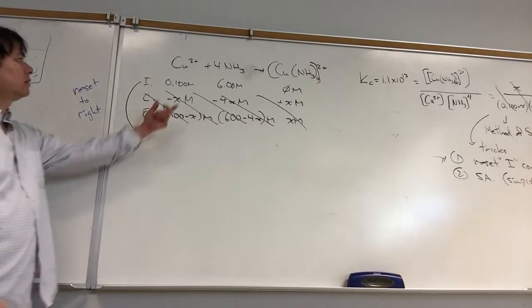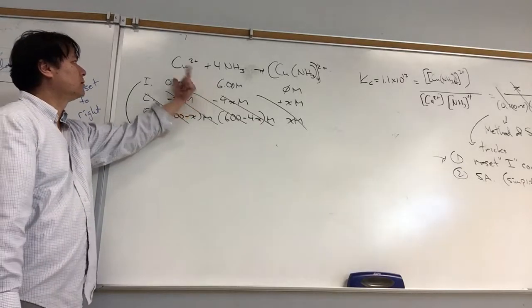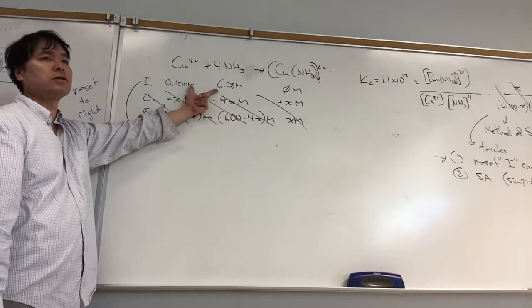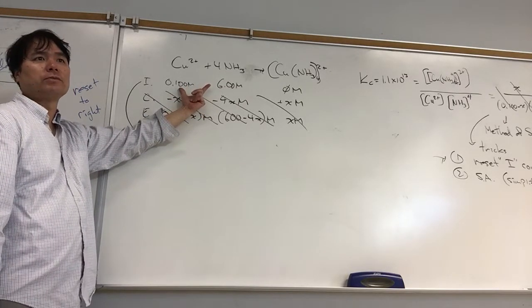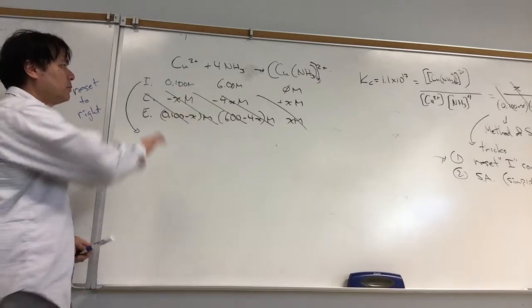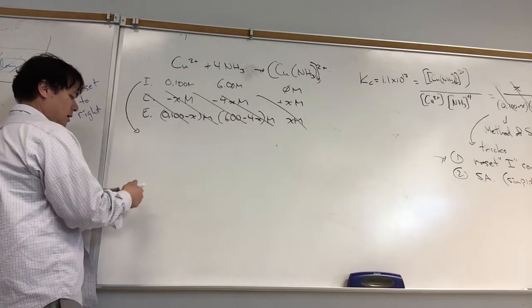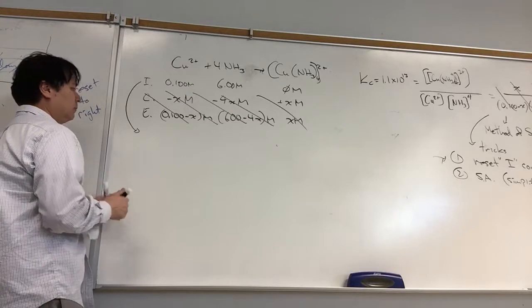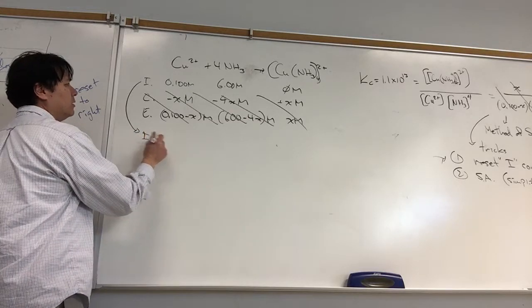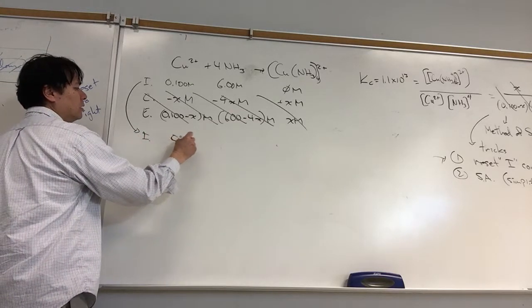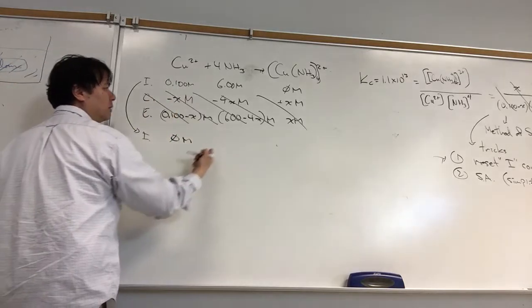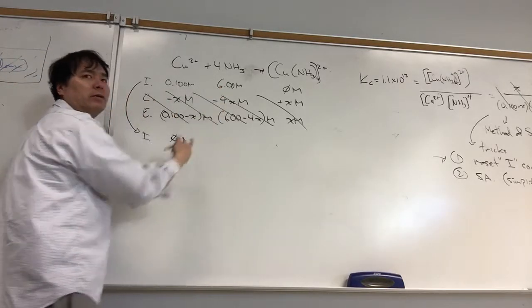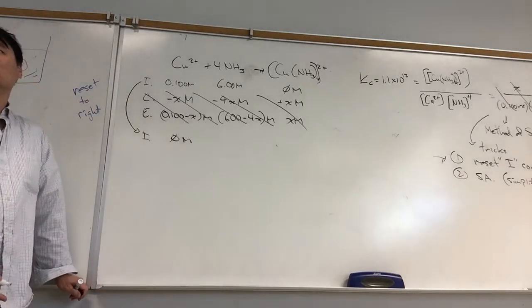And so when I look at this ratio here, it's a 1:4 ratio. What's my limiting reagent here? The copper 2. And so I'm going to push this reaction all the way, to get a new set of initials. But in the new set of initials, I'm going to get rid of all my copper. If I get rid of all my copper, I'm not going to get rid of all my ammonia. I can't.